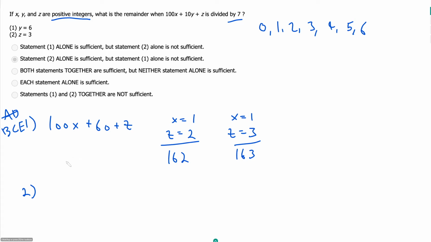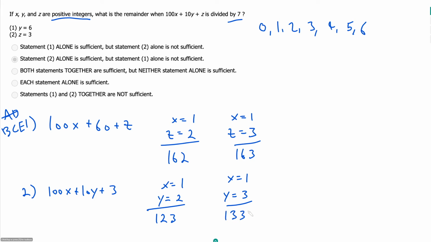Statement 2 says z is equal to 3. So now we get 100x plus 10y plus 3. Let's do the same thing. This time we'll say x is 1 and y is 2, and then x is 1 and y is 3. Let's see what this gives us. When x is 1 and y is 2, we get 123 here, and when x is 1 and y is 3, we get 133.